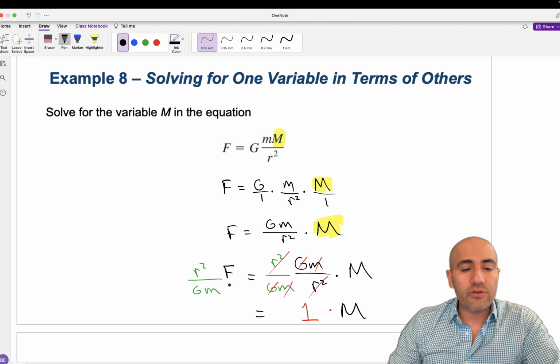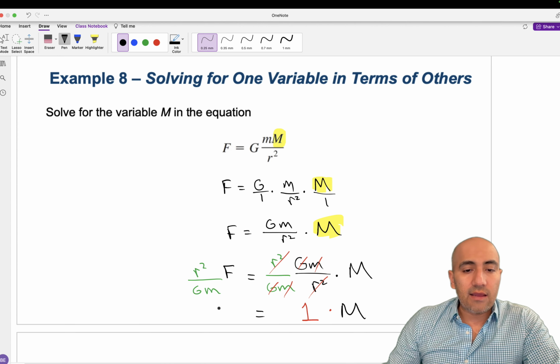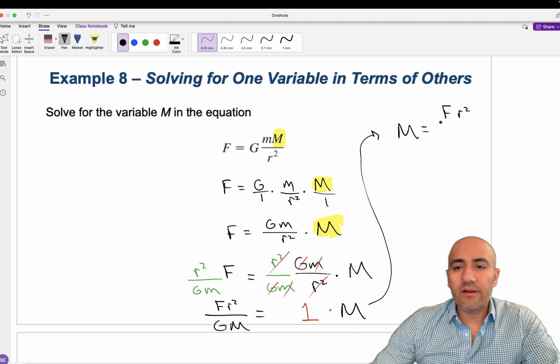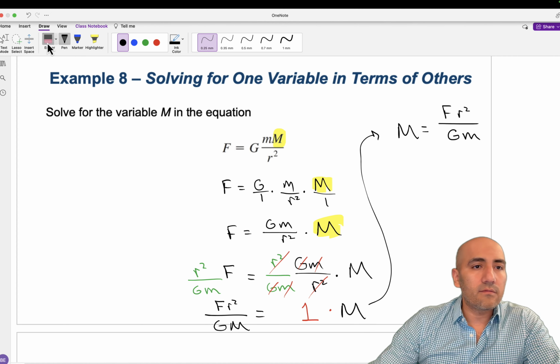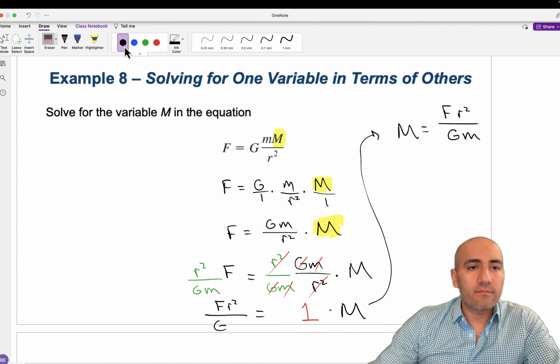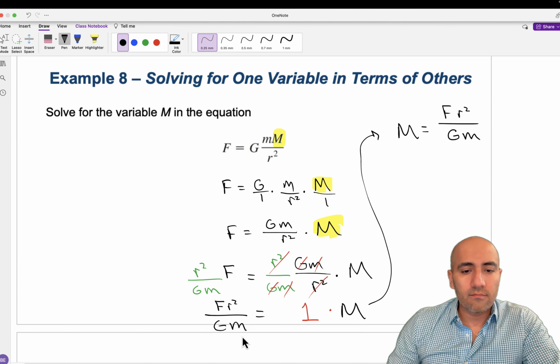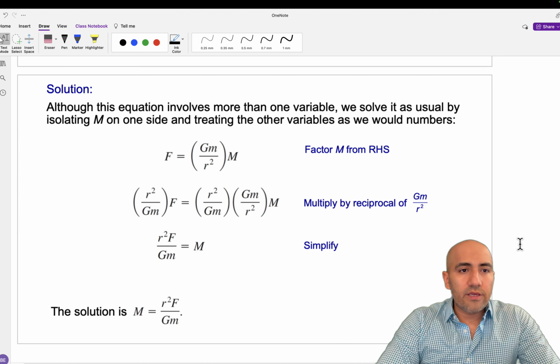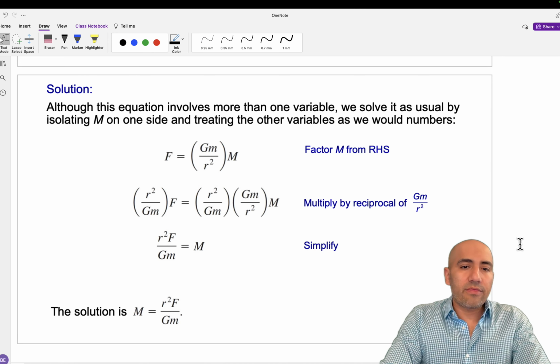And on the left-hand side, well, you could just multiply all this together, and I would get capital F r squared divided by G m, right? And so just to clean it up, the answer is capital M equals F r squared over G m. I did it again. Lowercase m. Okay, so here is the solution provided by your author.